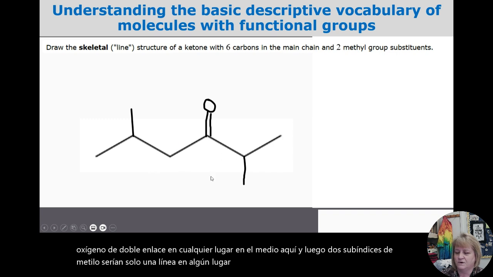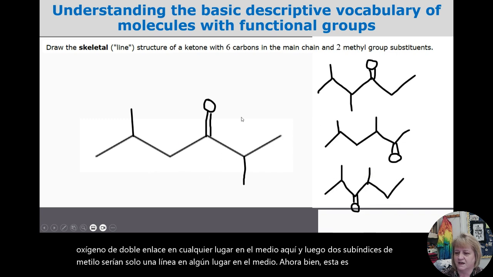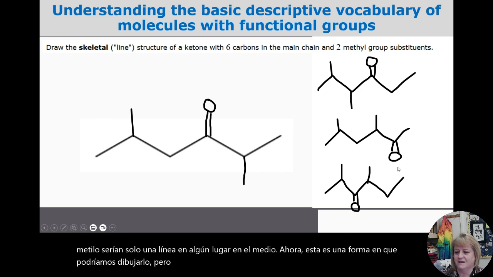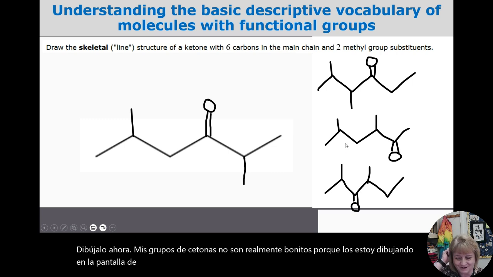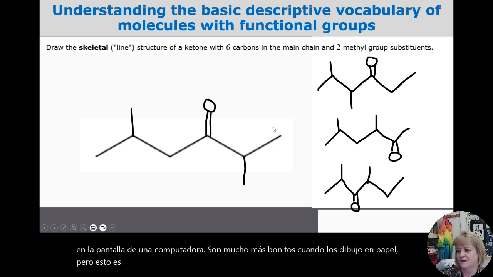Now this is one way we could draw it, but there's other ways that we could draw it. Now my ketone groups are not real pretty because I'm drawing it on a computer screen. They're a lot prettier when I draw them on paper, but this is what you could do. Okay, let's draw some others.